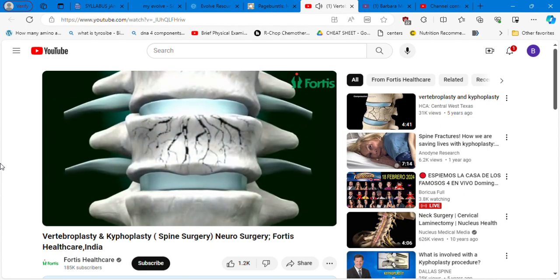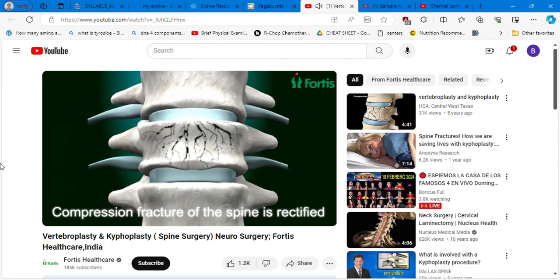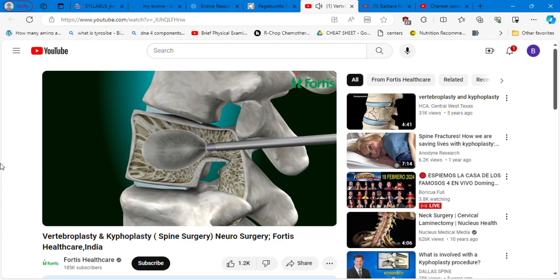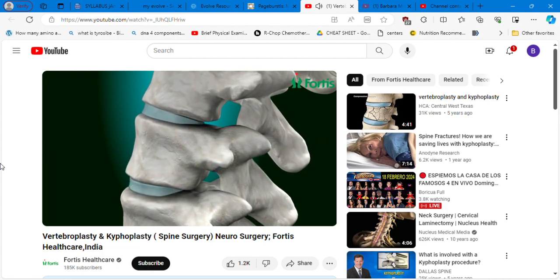Kyphoplasty is a procedure in which the compression fracture of the spine is rectified. Typically, a special instrument with a deflated balloon is inserted into the fractured vertebra and is carefully inflated to create a cavity within the fracture. Once the space is created, the balloon is gently removed. Bone cement is then injected into the void space that hardens quickly, thus stabilizing, strengthening, and helping to reshape the vertebra.